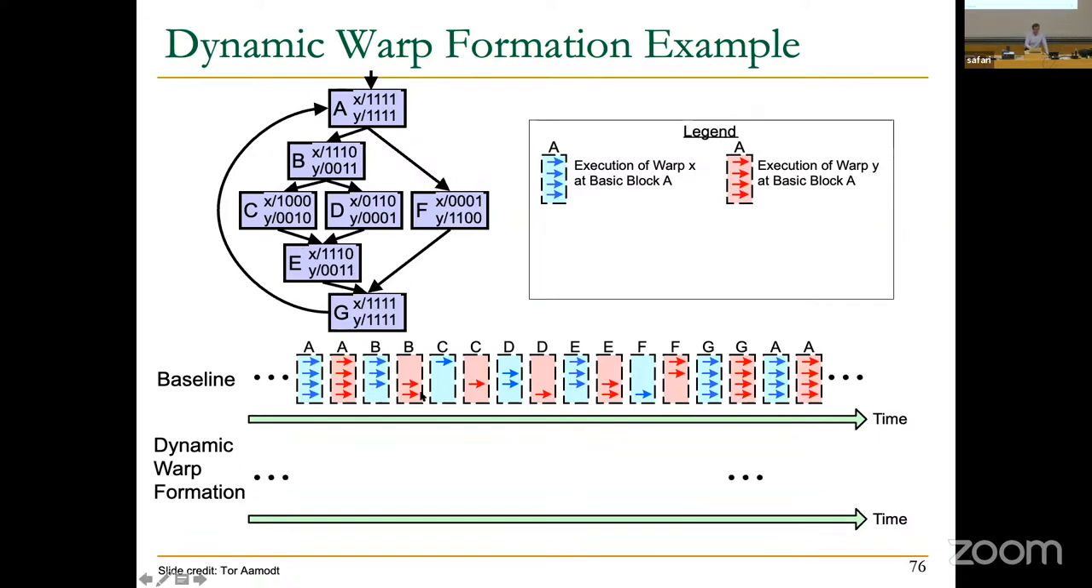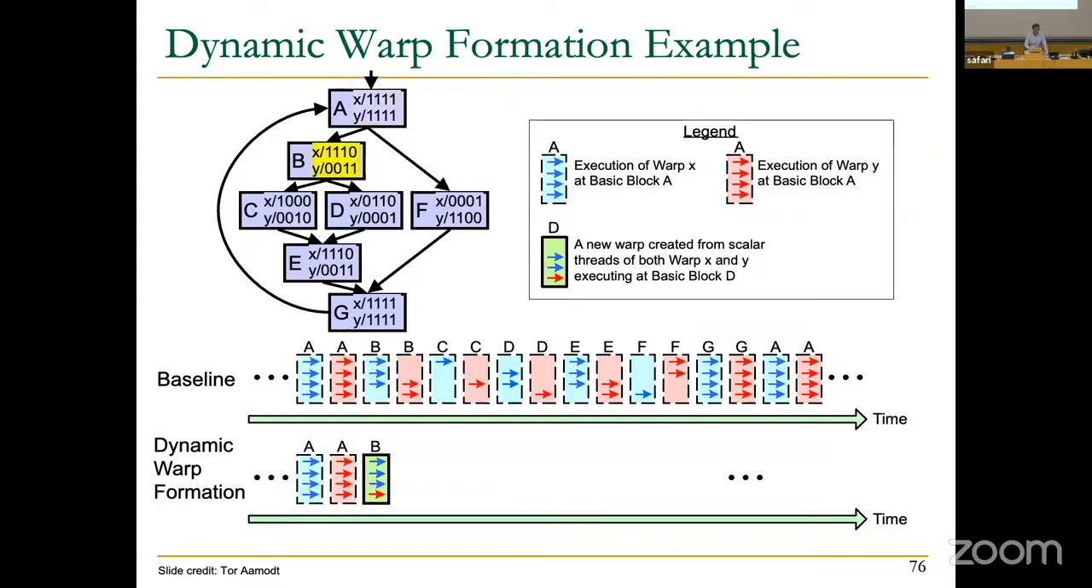Now, this is the baseline. If you don't actively try to combine the warps together, this is the amount of time you will take to execute this. But now you can create a new warp from scalar threads of both warp X and warp Y executing at some basic block. So in this basic block D, for example, it will look like this, assuming you can combine them in time. In dynamic warp formation, what you can do is combine the ones that are at B. You need to do it before feeding them into the pipeline, of course, right? Because once you execute, you figure out what the next instruction will be and what your mask is. And then you can do this before you feed the warp into the pipeline again.